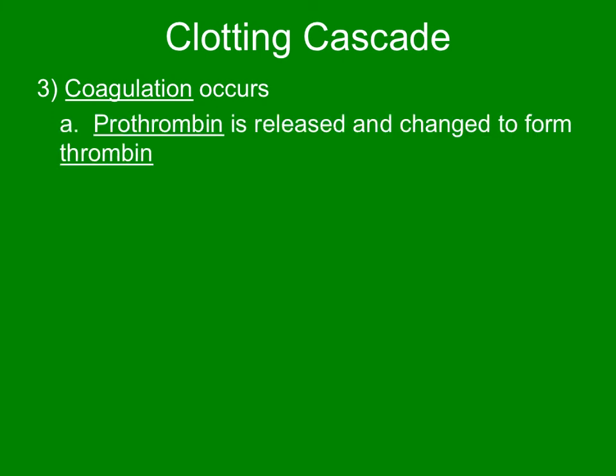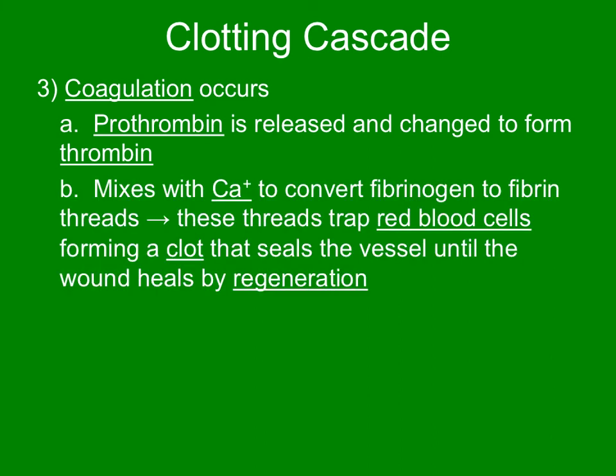The first step, prothrombin, is released, and it is changed through a chemical reaction to form a different chemical called thrombin. That thrombin then mixes with calcium, and it takes the plasma protein fibrinogen and converts it into fibrin threads. These threads form a mesh over the breakage site, and it traps red blood cells. When those red blood cells get trapped, they form a clot that seals the vessel until the wound heals by regeneration. So those are the basic components of the blood.